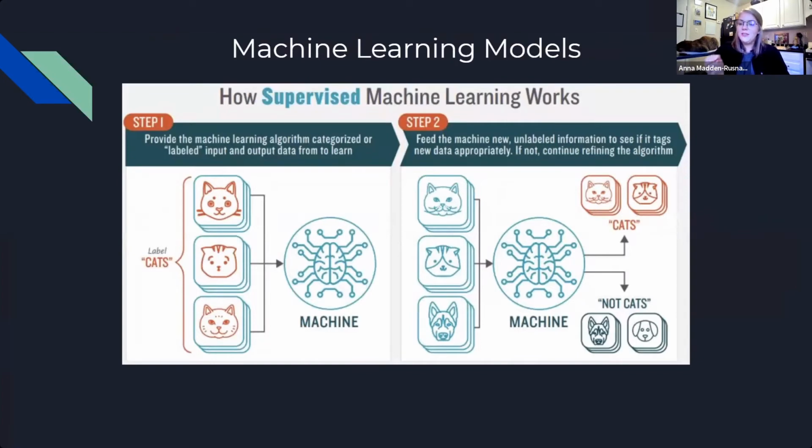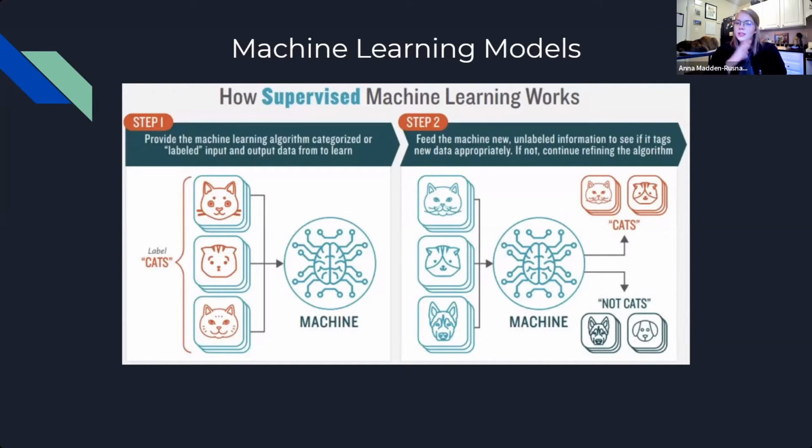Within machine learning, you have two main types of models: unsupervised and supervised machine learning models. Supervised models work in a specific way in which you have a trained data set. If you look to your left, you see step one. Its label is cats. You train and set the parameters so that if it looks like this and meets these requirements, that thing is a cat. You feed it into the machine, and that's called a training set.